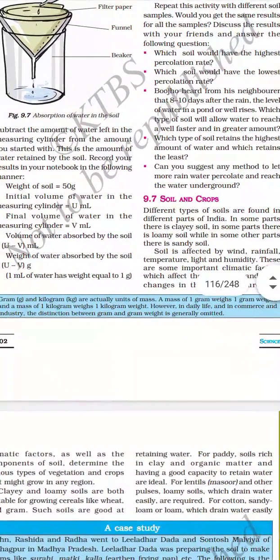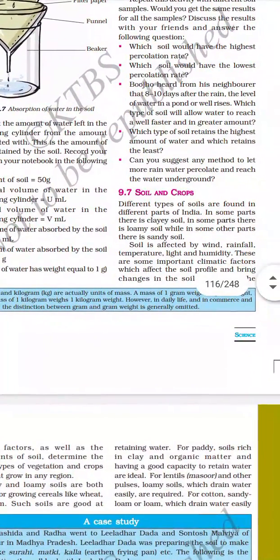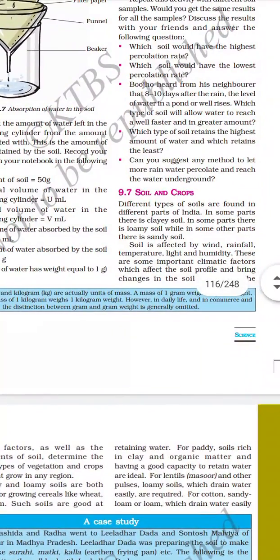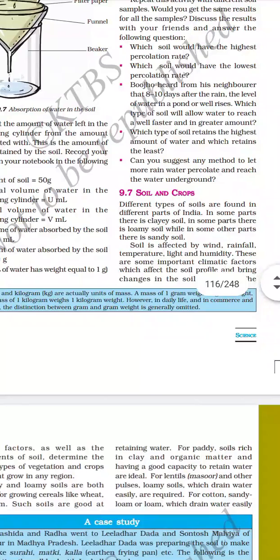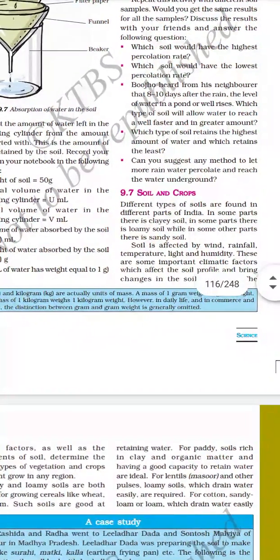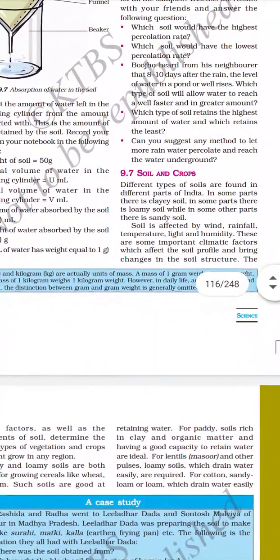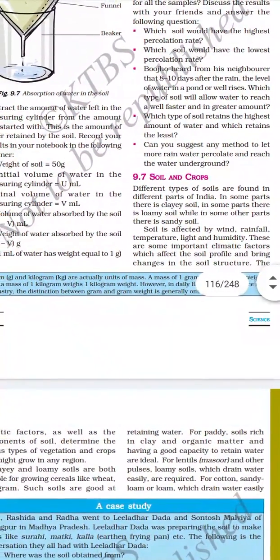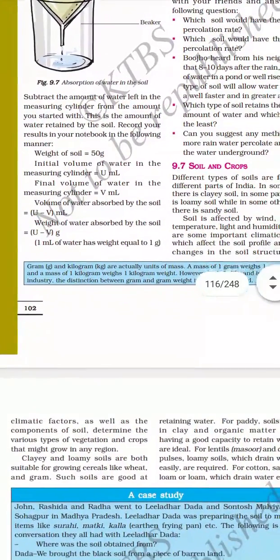Soil for crops is very important because different types of soil are found in different areas. In some parts there is clayey soil, in some parts there is loamy soil. Soil gets affected by wind, rainfall, temperature, light and humidity. These are some of the climatic factors which affect the soil profile and bring changes in the soil structure as well as the components of the soil.